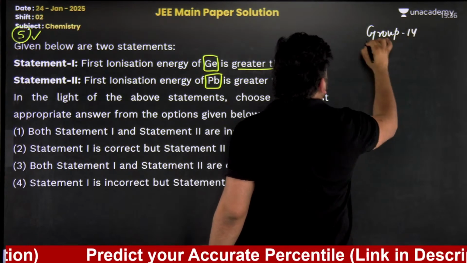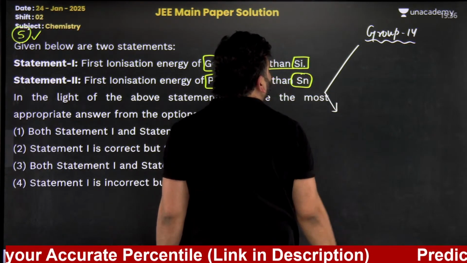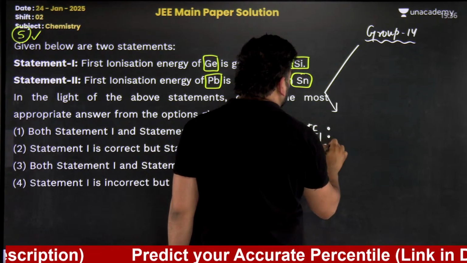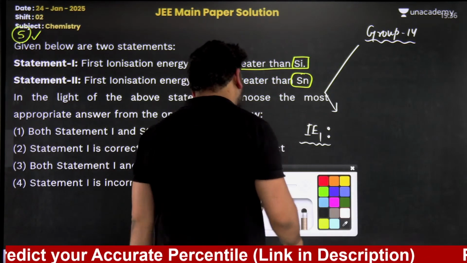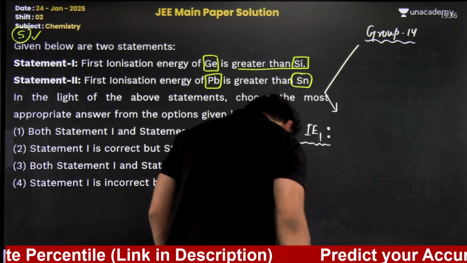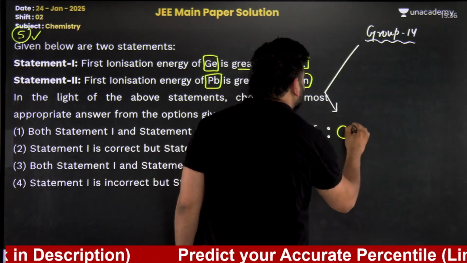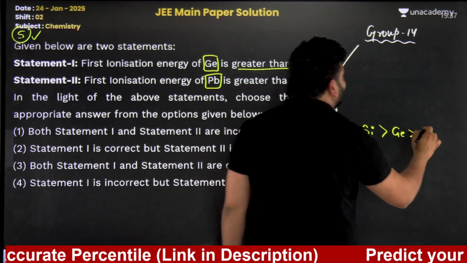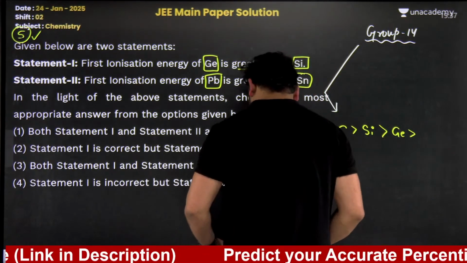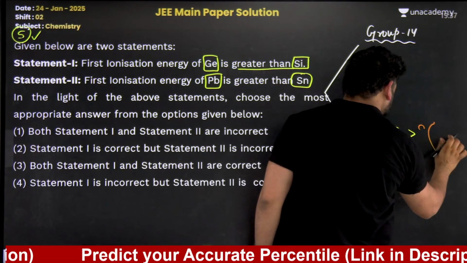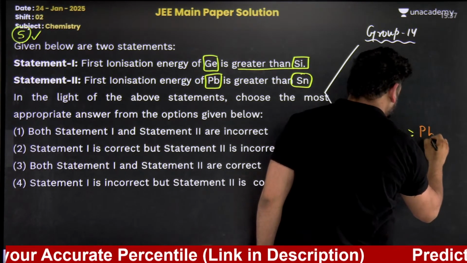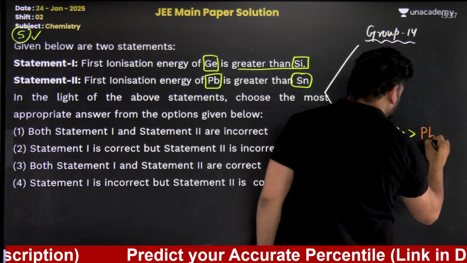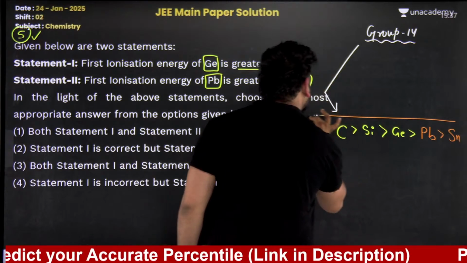We have group 14 elements, and if we talk about their first ionization enthalpy, the ionization enthalpy decreases down the group, but because of the lanthanide contraction, there is one slight change observed. Carbon has the highest, then carbon, silicon, germanium, tin and lead, then it becomes lead and tin. This is the correct order of first ionization enthalpy.